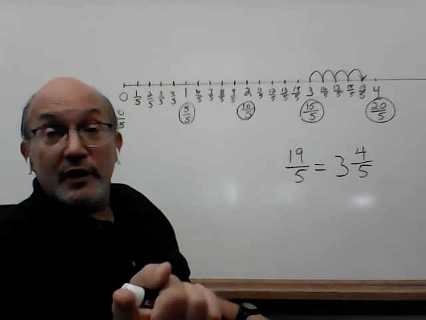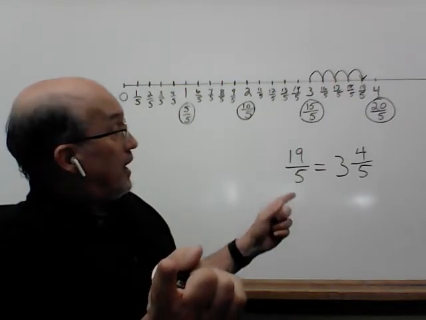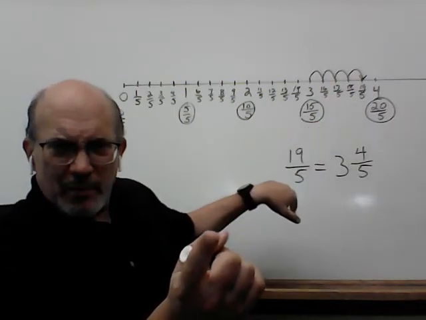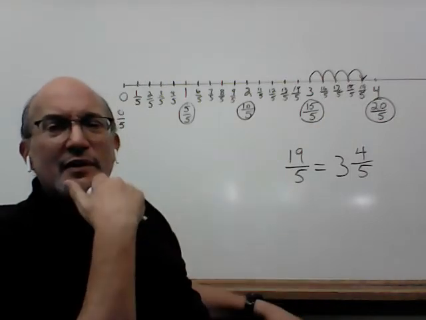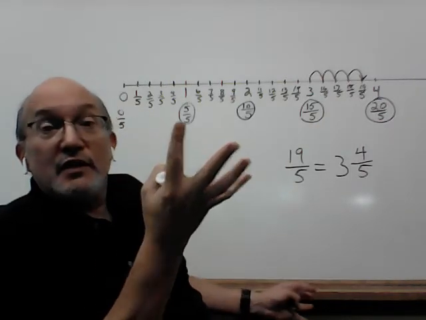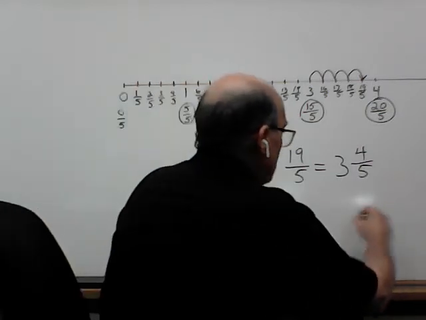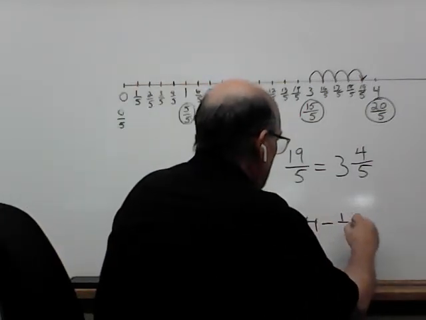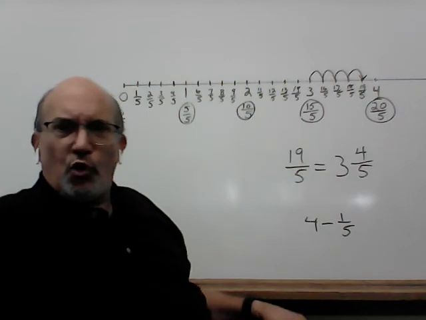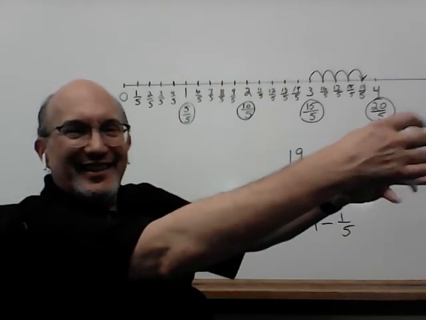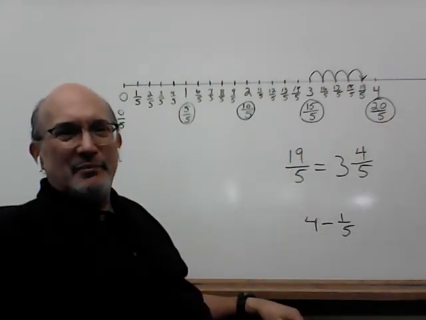Remember a moment ago I said that we can't use 4 when talking about 19 fifths because 19 fifths is less than 4. Well, is this true? What's 4 minus 1/5? This is really getting into some things we'll do later. But you should be able to tell me.